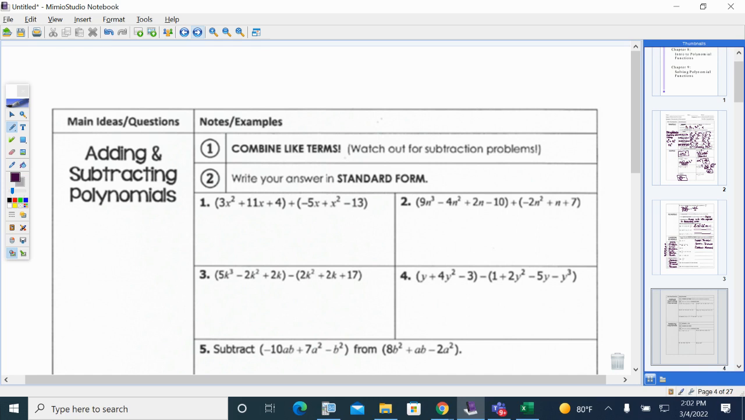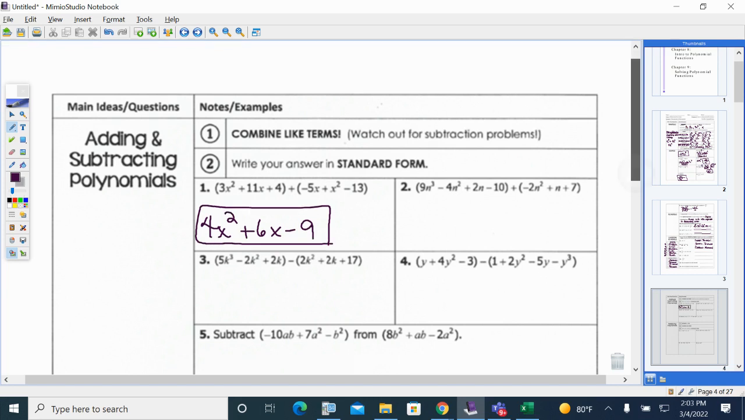So 3x squared plus x squared is going to be 4x squared. And then my x is 11x plus the negative 5x is a positive 6x. And then 4 plus the negative 13 is going to be the negative 9. And there's your answer on that first example in this set.